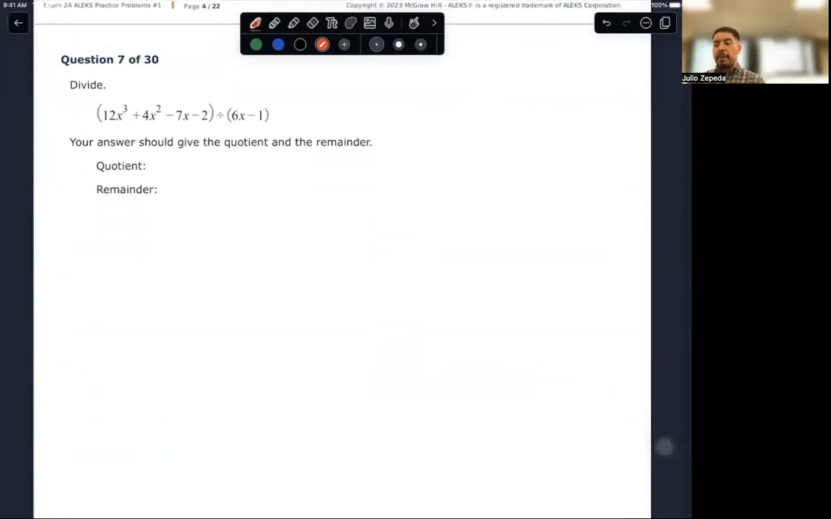So while you're looking through there, maybe I'll take a look at number 7. We didn't talk about division. So here it says divide. We're dividing 2 polynomials. Your answer should give the quotient and the remainder.